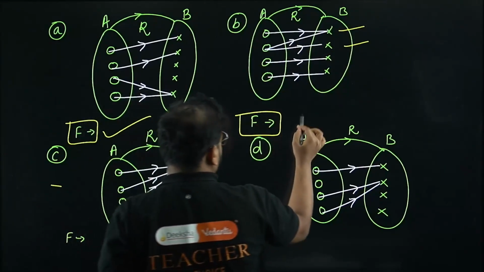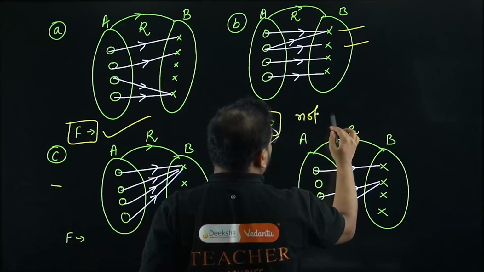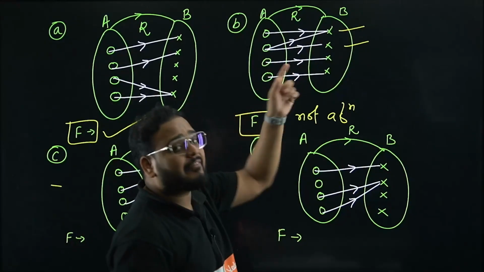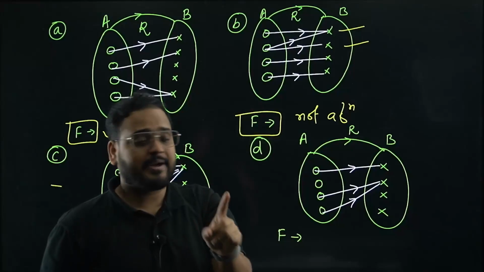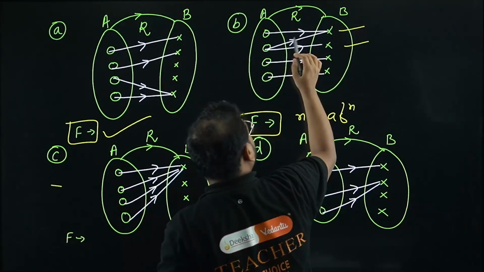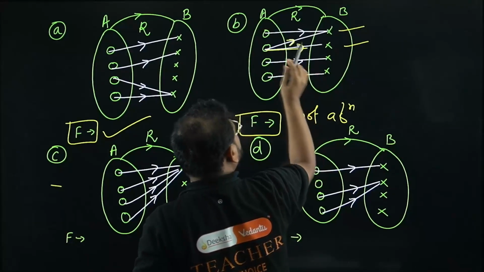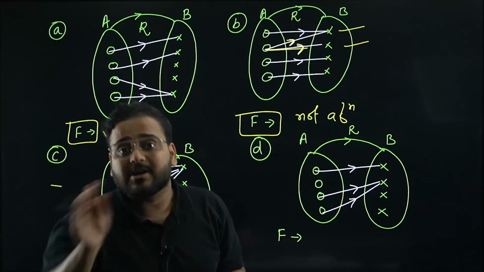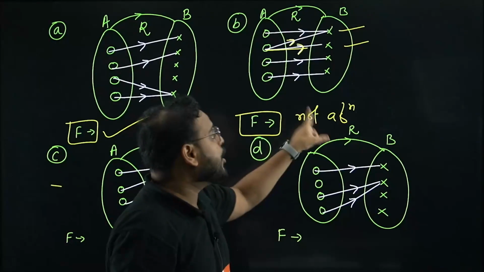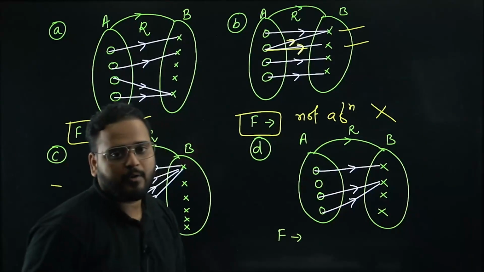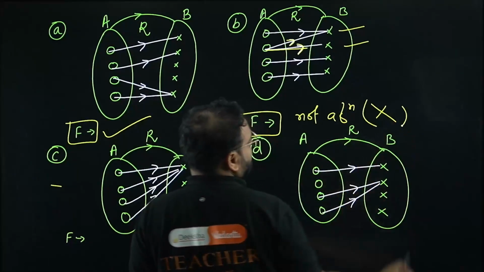This is not a function because it's clearly mentioned that every element should have exactly one image in the codomain, whereas the second element has two images. It is going to this and this as well. So for the second element we have two images. Not possible. It means case B is not a function. Simply no. Okay, moving on.